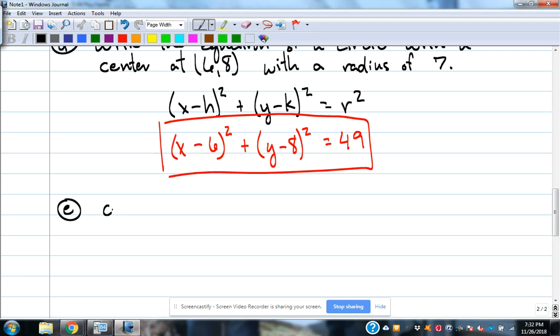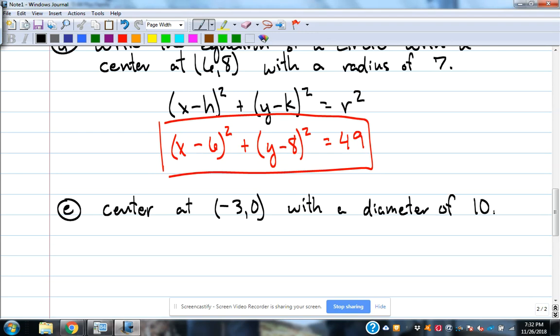Same instructions. Let's just change the center, at (-3, 0) with a diameter of 10. So this one's a little bit tougher, probably as tough as this particular set gets. To be honest about it, this set doesn't get real hard. Center at (-3, 0) with a diameter of 10. Okay.